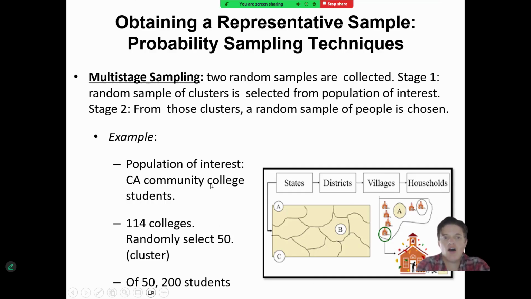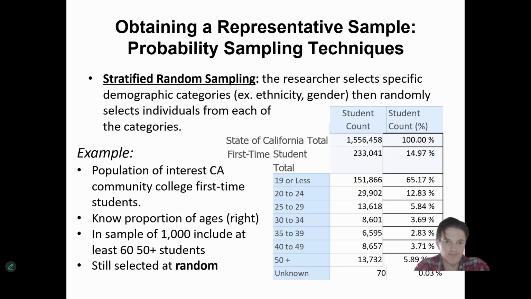And then stage two, from those clusters, a random sample of people is chosen. So let's say again, all community college students is our population of interest. So from 114 colleges, we randomly select 50. And of those 50 colleges, we take 200 students from each. This might be another way to do this within our college if we wanted to take, like, the clusters could be the majors, and then within each major, we take a certain number of people. So it's multi-stage because you're dividing it up into a couple of different elements and these clusters to then get a random sample of people.